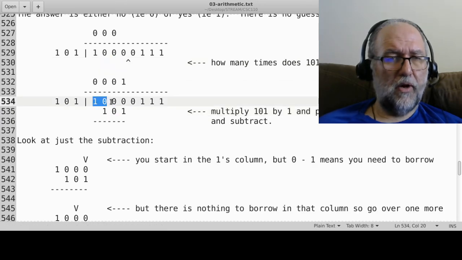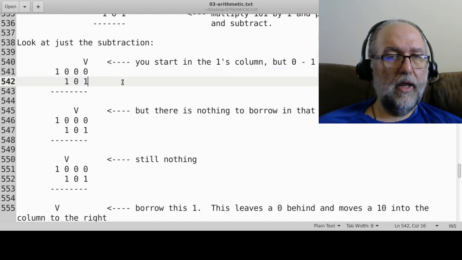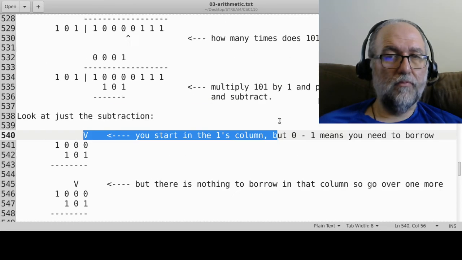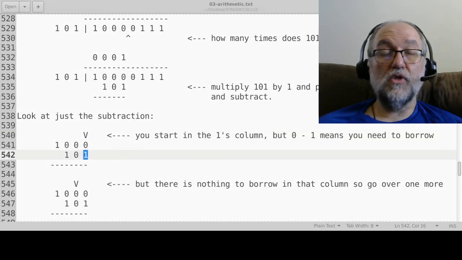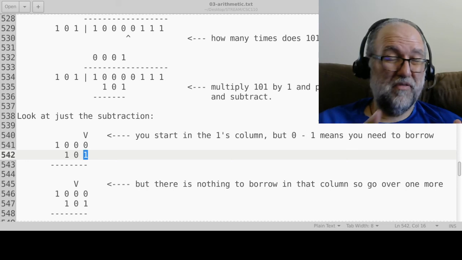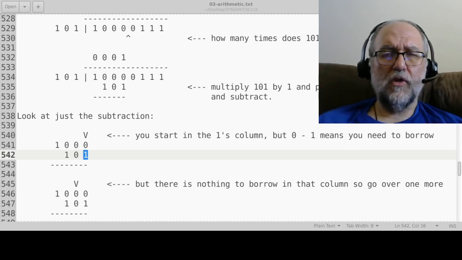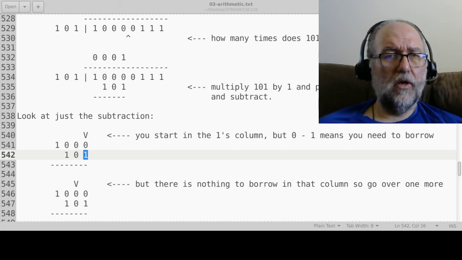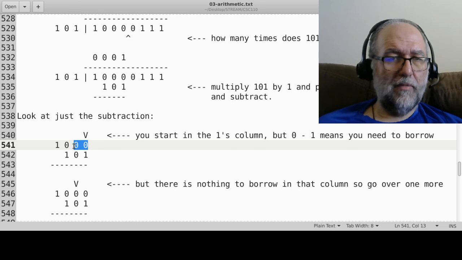So let's just concentrate on this part here, that minus that. Okay, so there it is. Of course you start in the ones column, and you do 0 minus 1. Well, 0 minus 1 is -1, right? If you have nothing and you take 1 away, you've got -1, but we can't work with negatives. And so you say, okay, well, I have a 0 there, what do I do? Well, imagine if this were decimal, you have to borrow from the next one.